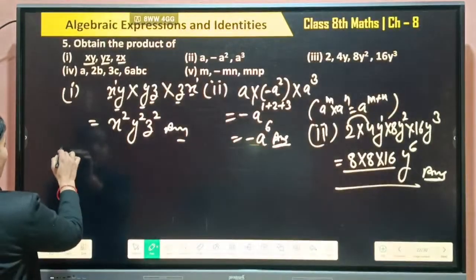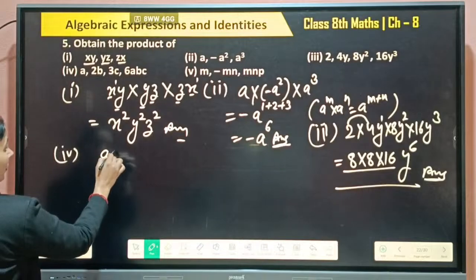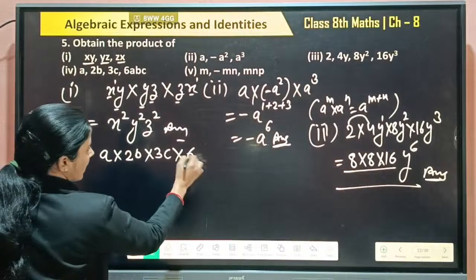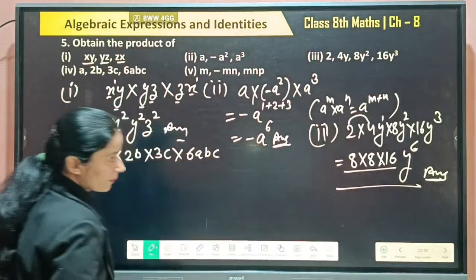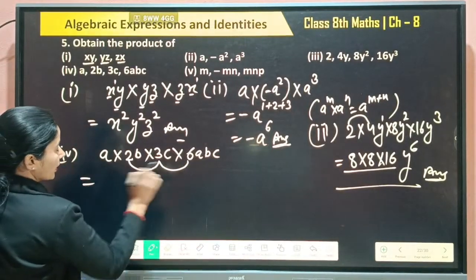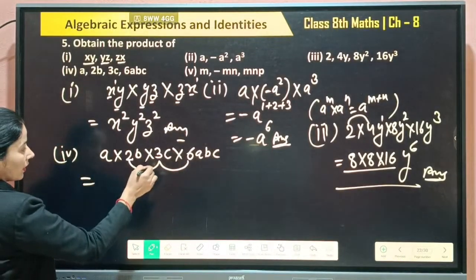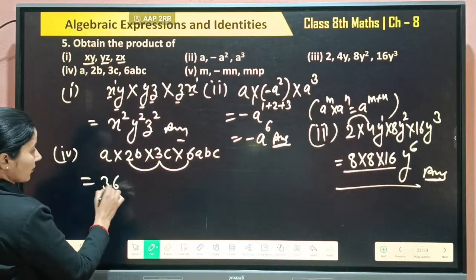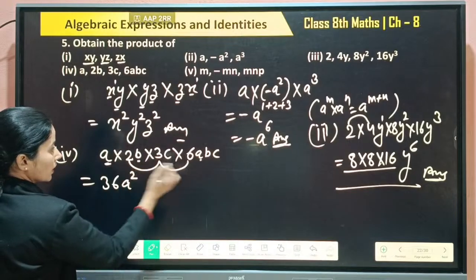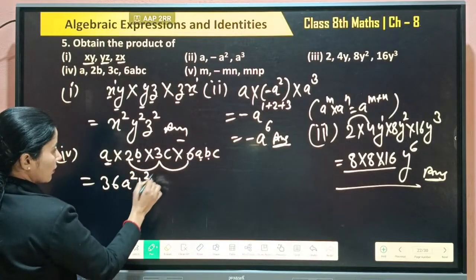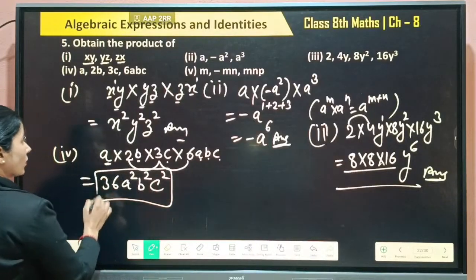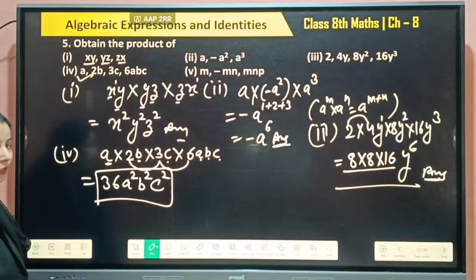Now the fourth part. What is the fourth part? A multiplied by 2b multiplied by 3c multiplied by 6abc. This product we have to find out. First of all, multiply the coefficients: 6 threes are 18, 18 twos are 36. A is 2 times, so a raised to power 2. B is also 2 times, b raised to power 2. C is also 2 times, so c raised to power 2. This will be the product of these given polynomials.